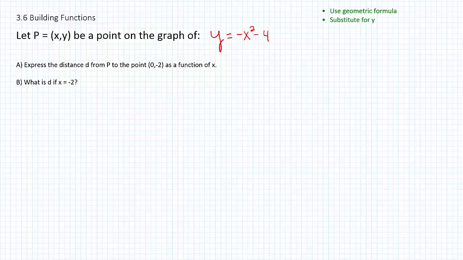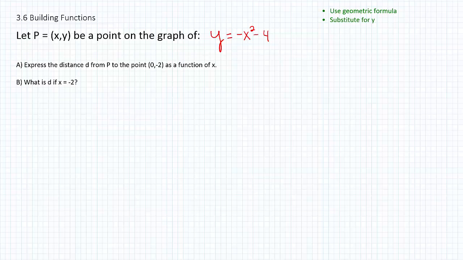Let P be a point on the graph of y equals negative x squared minus 4. All right, let's look at part A. It says, express the distance d from P to the point (0, -2) as a function of x.